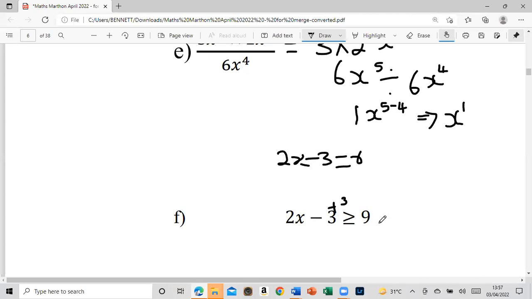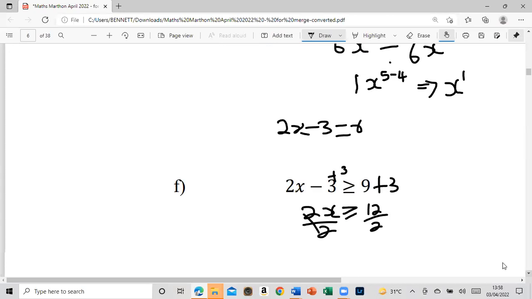We have 1 minute left. We're going to complete this and then we join back, all right? So we have 2x, we add 9 plus 3. Notice the sign says greater than or equal, just work with the sign, all right? Equal to 12, and then we divide by 2. So you guys didn't need a long time with this. 12 divided by 2, x greater than or equal to 6.